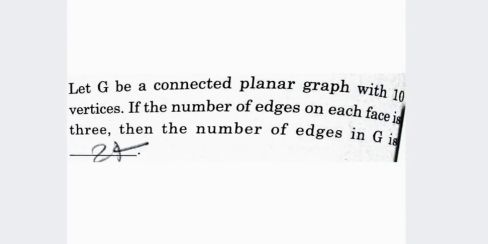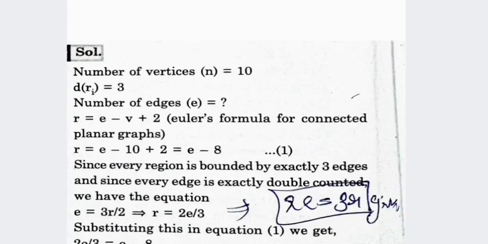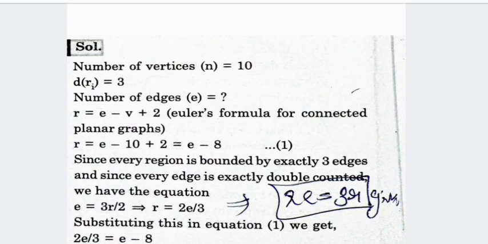Let G be a connected graph with 10 vertices. If the number of edges of each face is 3, then what is the number of edges in G? This is a fill in the blanks type question. Now come to the solution of this problem. Here the number of vertices n equals 10, which is given, and the degree of each face is 3, which is also given. Now find the number of edges.